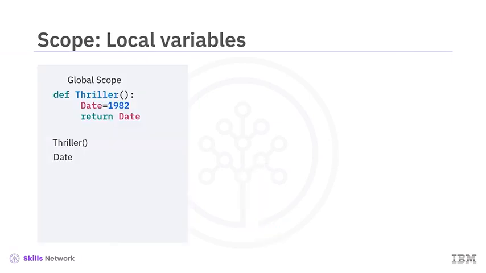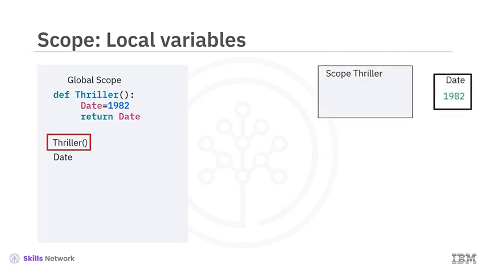Local variables only exist within the scope of a function. Consider the function thriller. The local variable date is set to 1982. When we call the function, we create a new scope. Within that scope of the function, the value of the date is set to 1982. The value of date does not exist within the global scope.